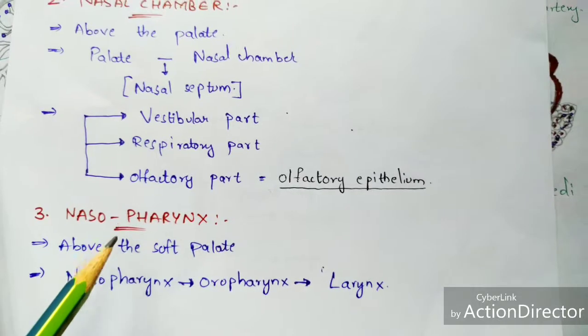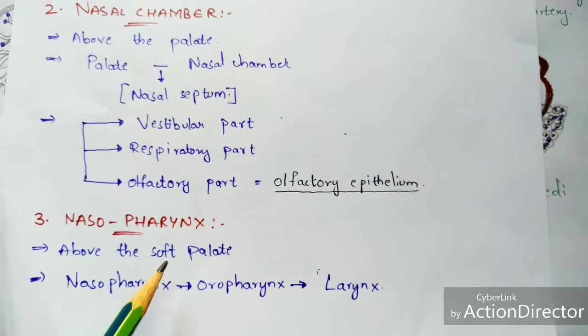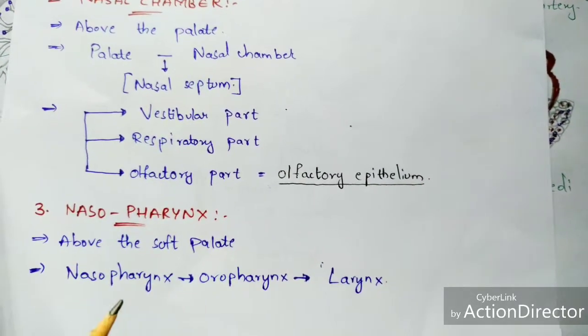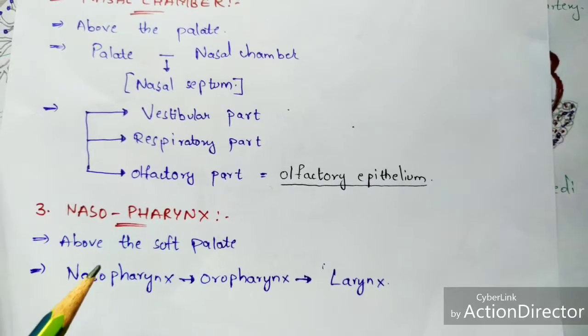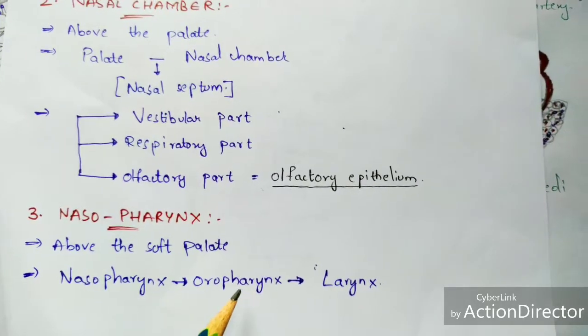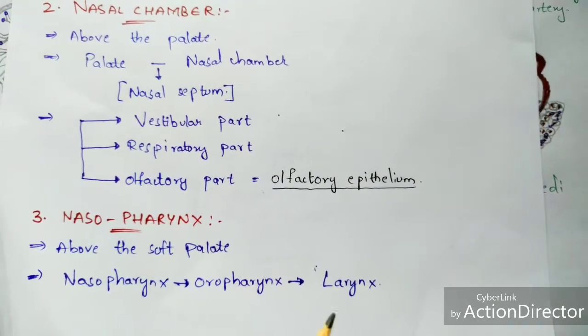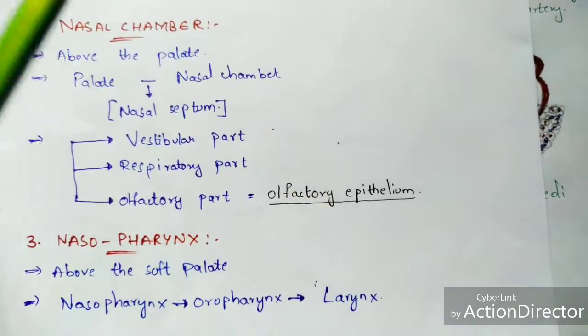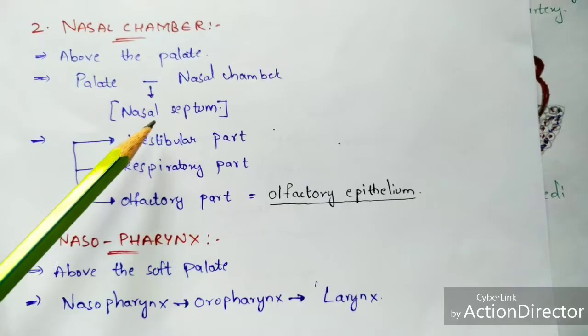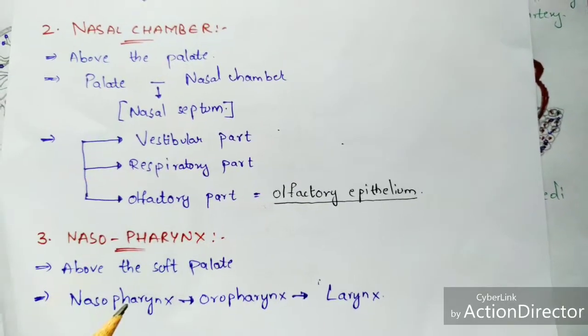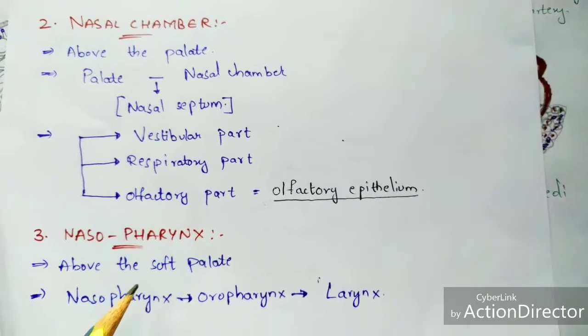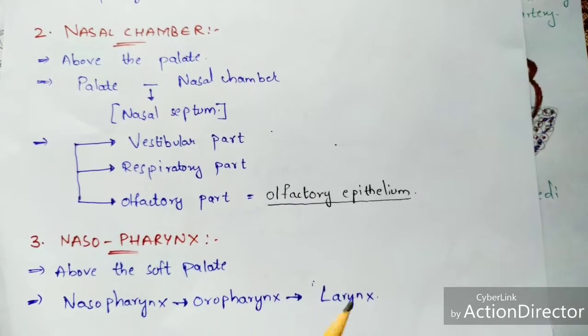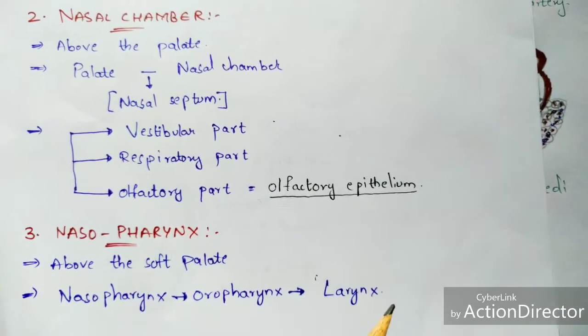This nasopharynx is present just above the soft palate, at the corner region of the soft palate, and it opens into the oropharynx. The oropharynx opens into the larynx. By this you can understand that the air passed from the nostrils enters the nasal chamber, from the nasal chamber it enters the nasopharynx, and from the nasopharynx it enters the oropharynx and then the larynx. So now let us discuss the larynx.